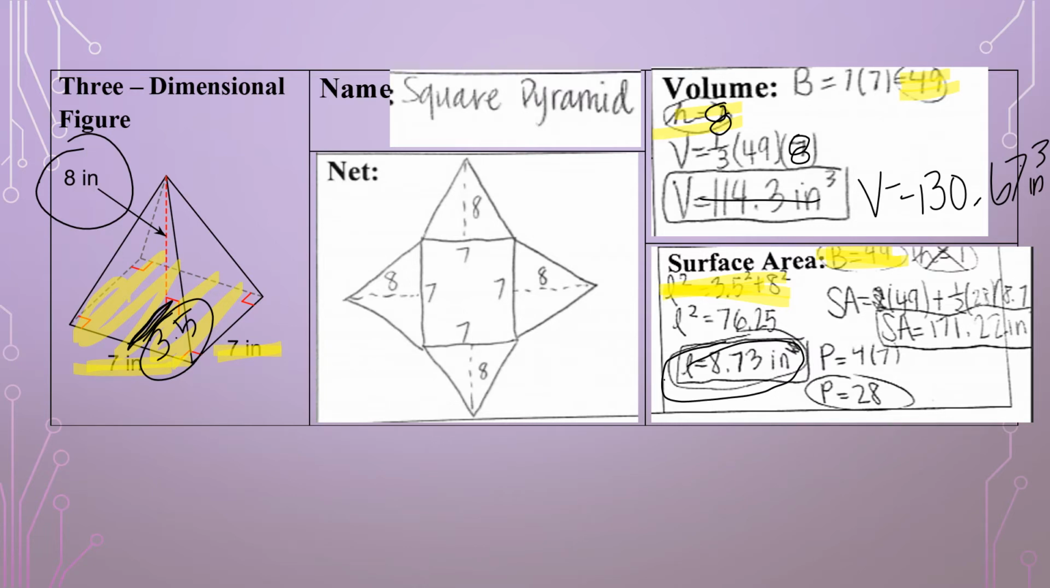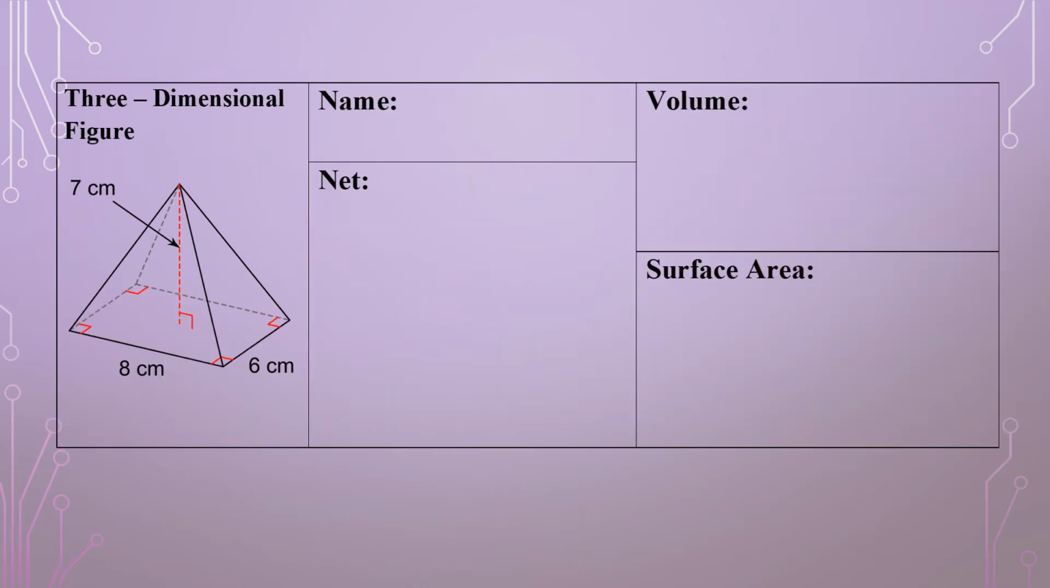You also have to find the perimeter of the base, which is 7 times 4, because there are 4 sides that are 7, which would be 28. And you plug that into your surface area equation for a pyramid, and you get 171.22 inches squared. Again, surface area is squared, volume is cubed.